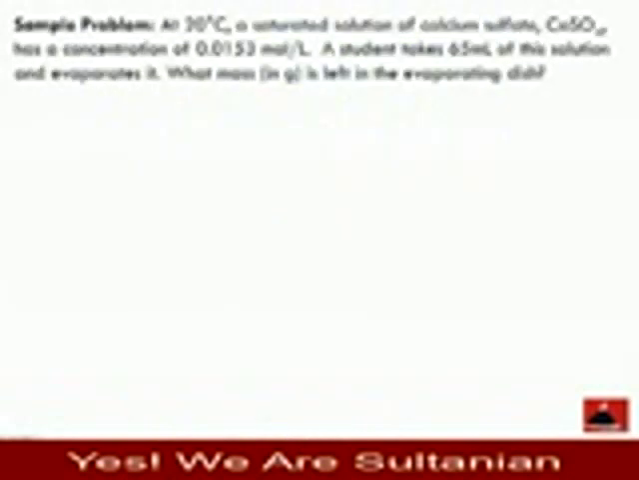Last sample problem. At 20 degrees Celsius, a saturated solution of calcium sulfate, CaSO4, has a concentration of 0.0153 moles per liter. A student takes 65 milliliters of the solution and evaporates it. What mass in grams is left over in the evaporating dish? All right? So molar concentration is equal to number of moles over volume.